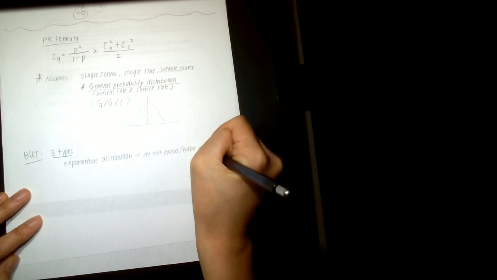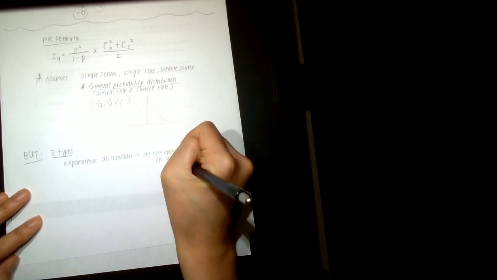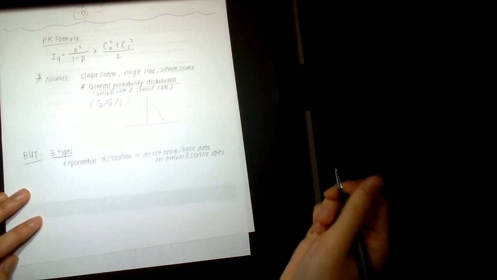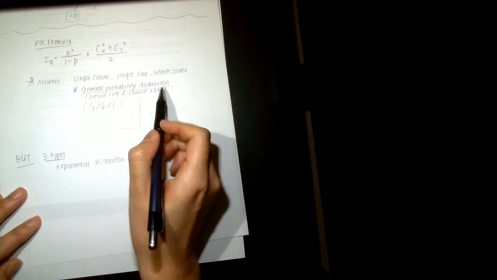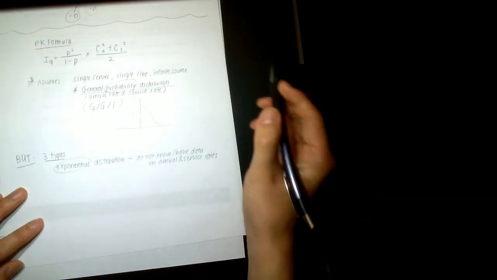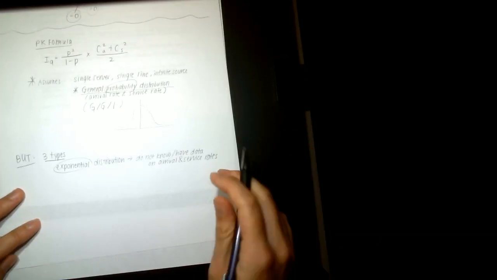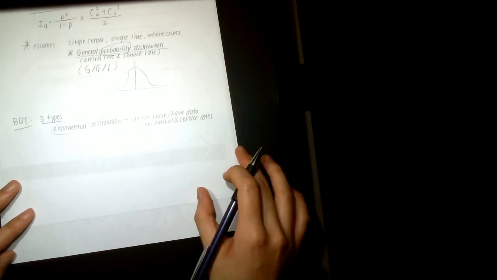So do not know or have data on arrival and service rates. So again, I'll just stress that here is the general probability distribution, and this is an exponential distribution. And this is because we do have the data on the customers, but this one is we do not. And again, we use exponential distribution because it makes it very easy for us since the coefficient of variation for the arrival time as well as the service time, they both would equal 1.